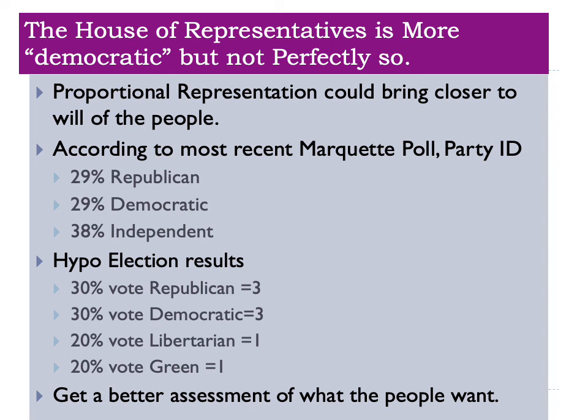And so if we divided up our House seats proportionally, then Republicans would get 3 of our seats, Democrats would get 3 of the seats, Libertarians would get 1, and the Greens would get 1, okay? Giving us a closer fit, reducing the gap between how the people identify in Wisconsin and who represents the state of Wisconsin in the House of Representatives.